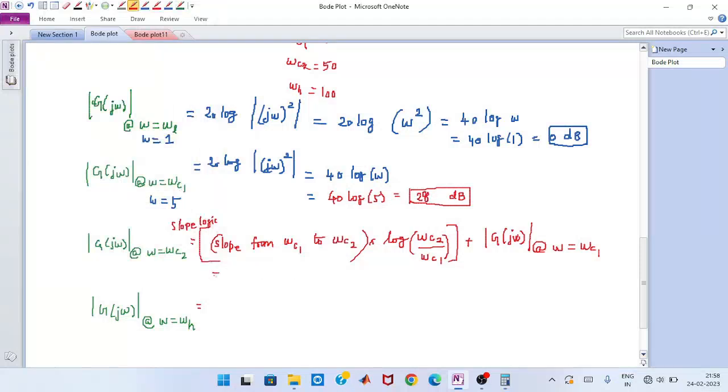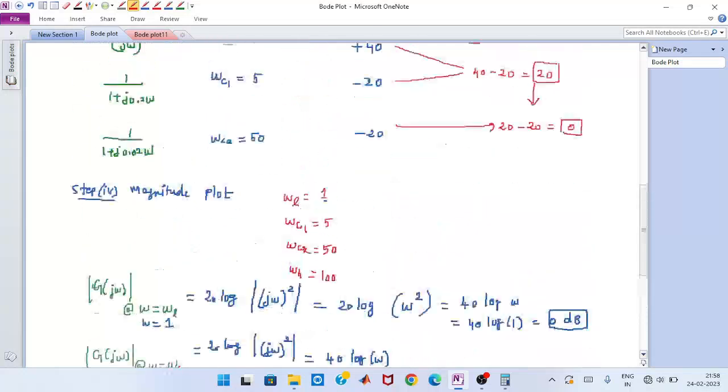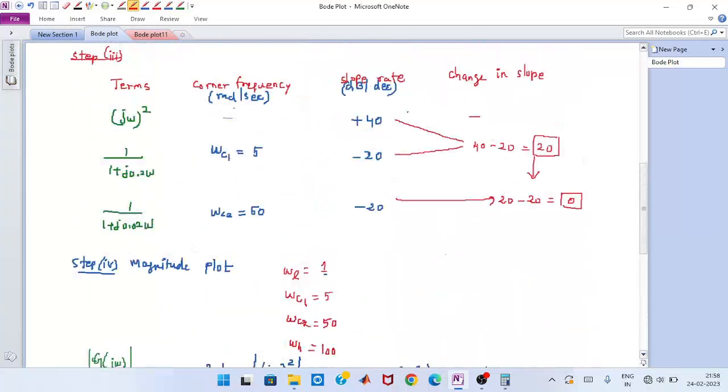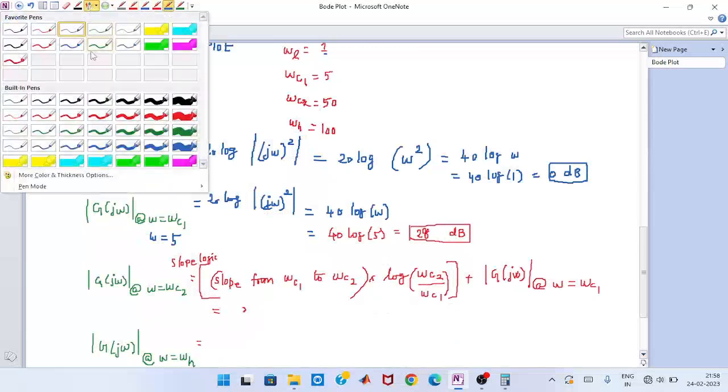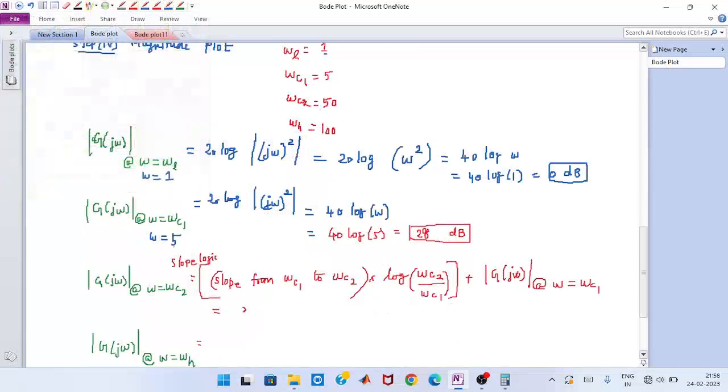Now what is the slope rate from omega c1 to omega c2? Go back to the table. From omega c1 to omega c2, my slope rate is 20. So we can change the color. So 20 into 20 log of omega c2. Here omega c2 is 50, so 50 divided by omega c1. Omega c1 is 5. So 50 divided by 5.